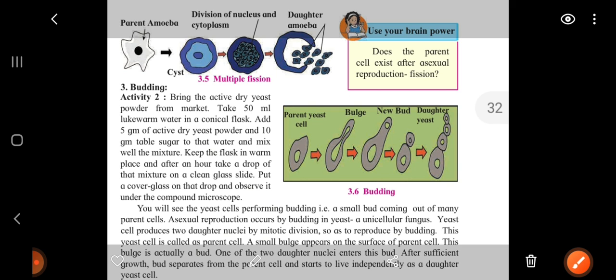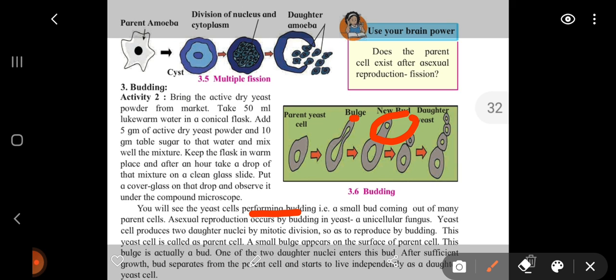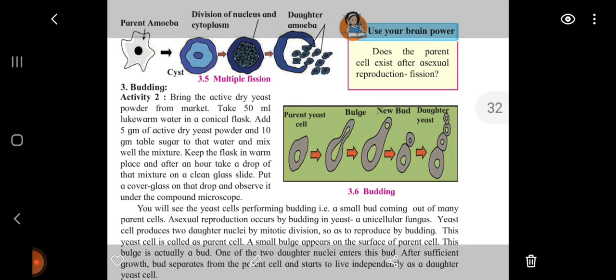In order to understand budding, you will see that yeast cells perform budding. Yeast particularly perform budding. A small bud, the meaning of bud being a small outgrowth coming out of the parent cell. You can see the buds are formed. The bulging takes place on the parent yeast cell. It bulges out at one end, and the yeast cell produces two daughter nuclei by mitotic division so as to reproduce by budding. Whenever the new bud is formed, it detaches itself and many such daughter yeast are formed.